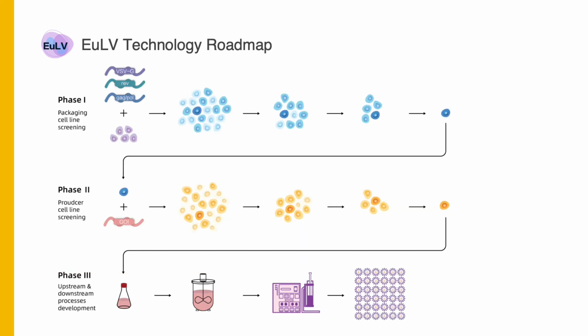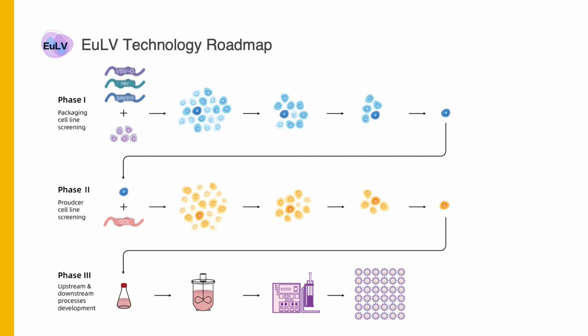This slide shows the schematic diagram of the EuLV system development and the lentivirus production. It mainly involves 3 phases. In phase 1, all the lentiviral packaging genes, VSVG, GAG-PRO, REV, and the components of the molecular switches are stably inserted into the genome of 293T cells to construct the EuLV packaging cells. And the monoclonal cell lines are screened and tested.